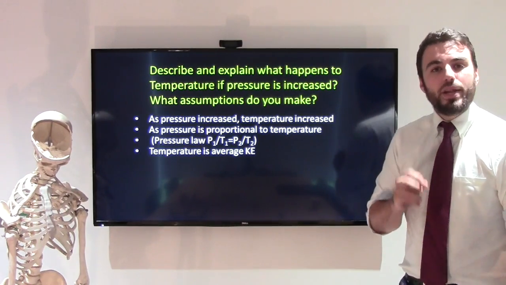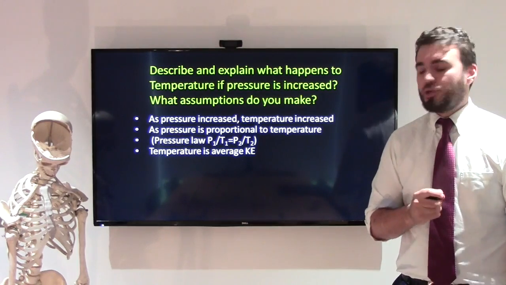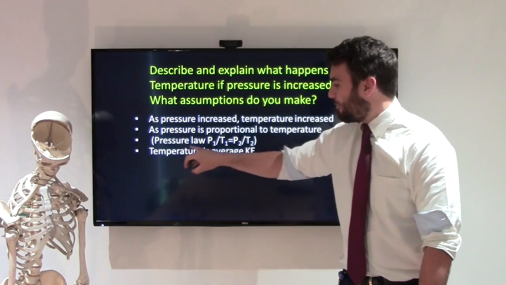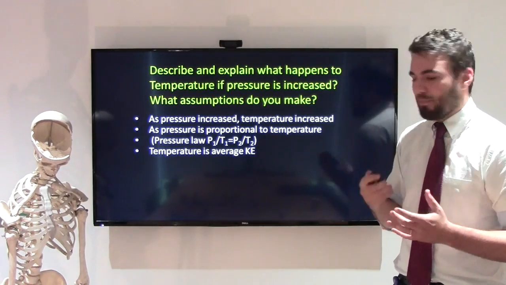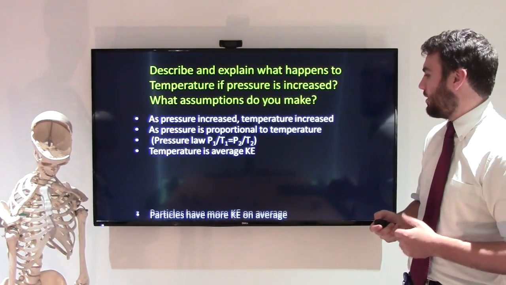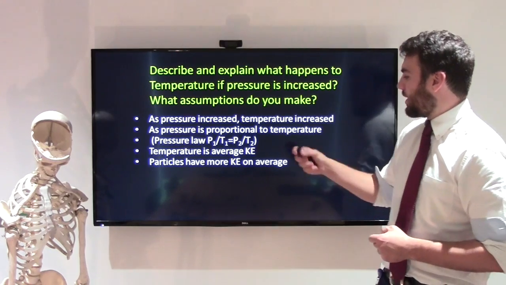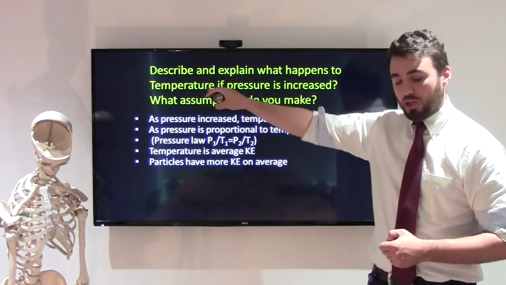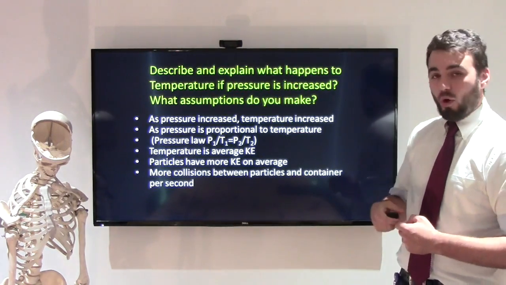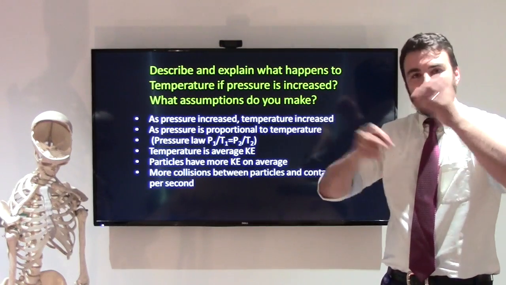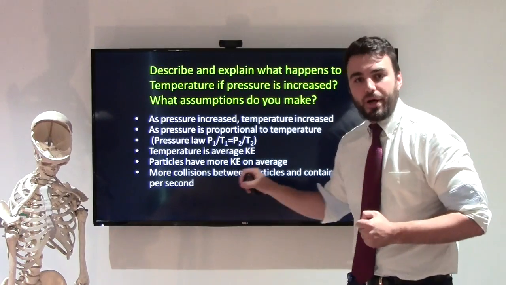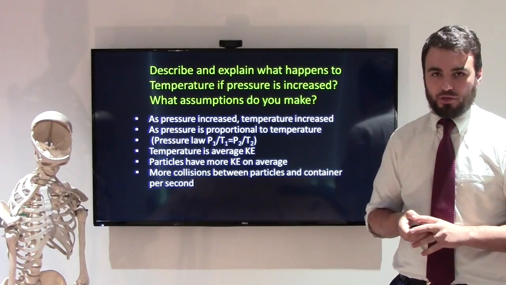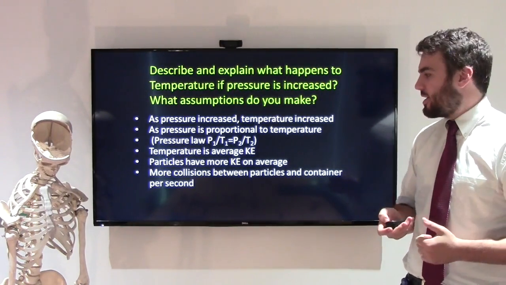Now, this is very important. When you've got any question with temperature in it, tell me what temperature is. Temperature is a measure of average kinetic energy. That's a really important learning point. We can put that in our answer, it makes it clearer. Particles have more kinetic energy on average because the temperature is going up. So therefore, what are they going to do? Well, they're going to be moving faster. So there's going to be more collisions between them and the container per second, or more frequent collisions. Don't just say more collisions, that's a bit vague.